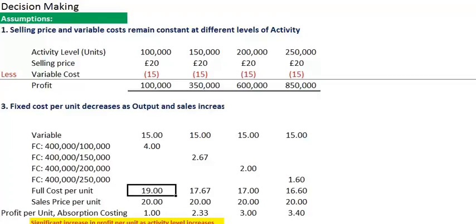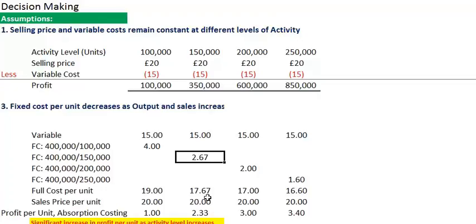When you deduct full cost from sales price, you get profit of 1 pound. At 150 level of activity, our variable cost was 15 pound per unit. Our fixed cost per unit is 2.6 pence. Our total cost is now 17.67. Our selling price was 20 pound per unit. Our profit per unit under absorption costing is 2.33.